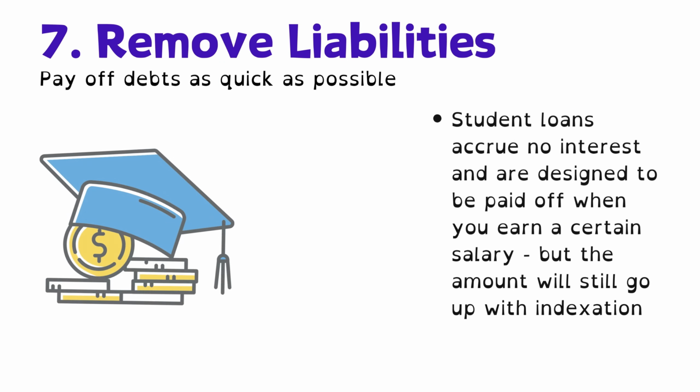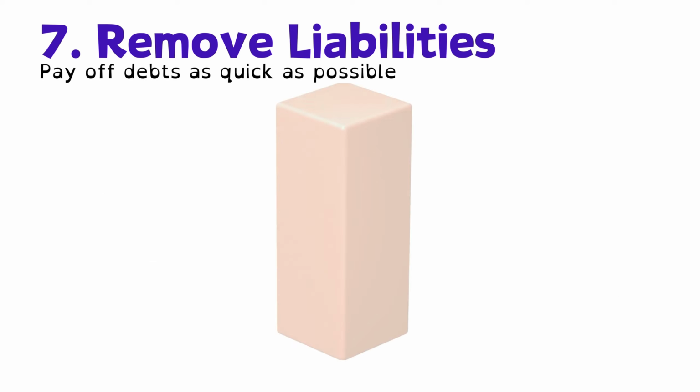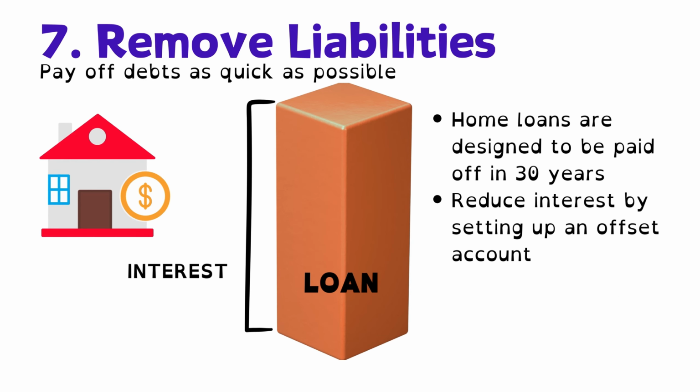A university student loan is designed to be paid off when you're earning over a certain amount of money, and it gains no interest. But do keep in mind that this loaned amount still goes up with indexation. A long-term home loan is usually set to 30 years and at a lower interest rate than short-term loans and credit cards. You could aim to pay this off aggressively, but this also may get in the way of life experiences that you may want to use your discretionary spending for.